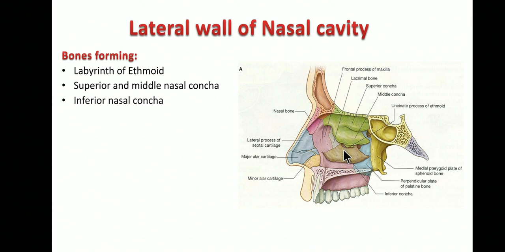It is not a part of any other bone. It is a separate bone. It is actually the largest of these three conchae, the inferior nasal concha.